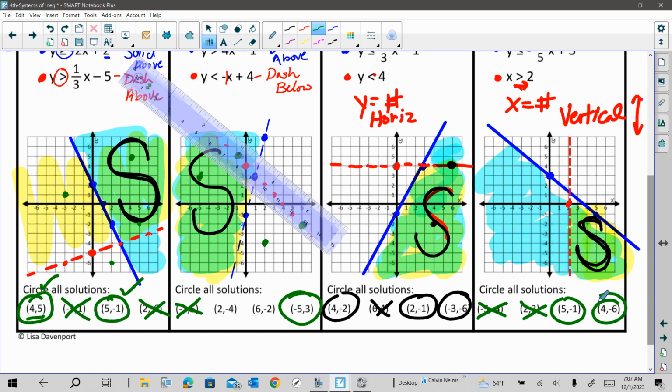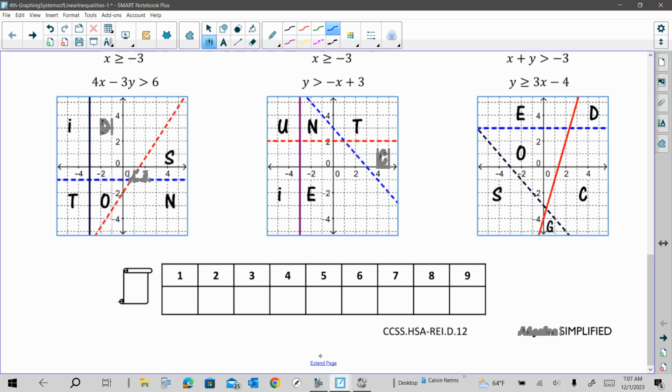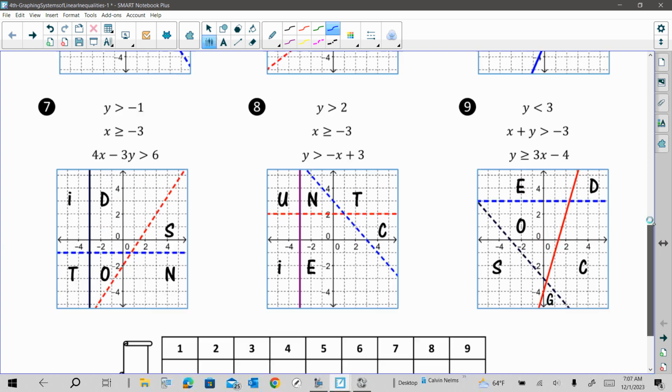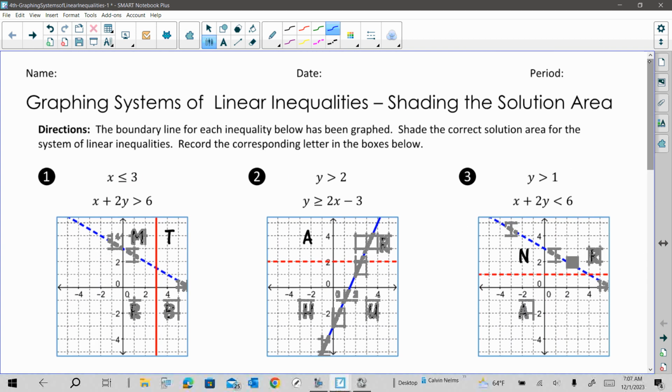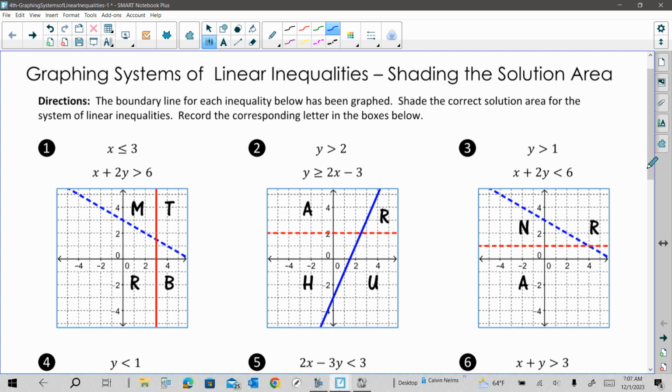After your notes, we're going to do this little activity to check your understanding. So on this worksheet, the lines are graphed for you. You just got to do your shading, okay? The boundary line of each inequality has been graphed. So you just got to check which line goes. Now, I know yours is not color-coded, but you kind of just go to your key facts.